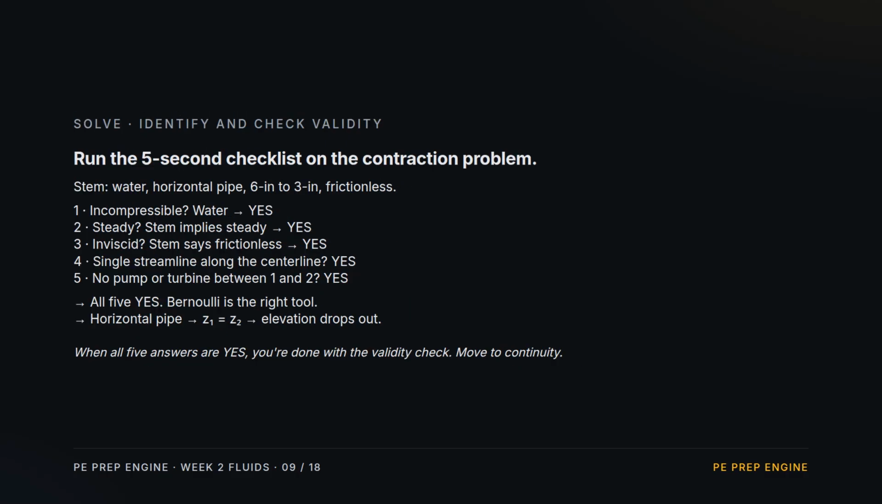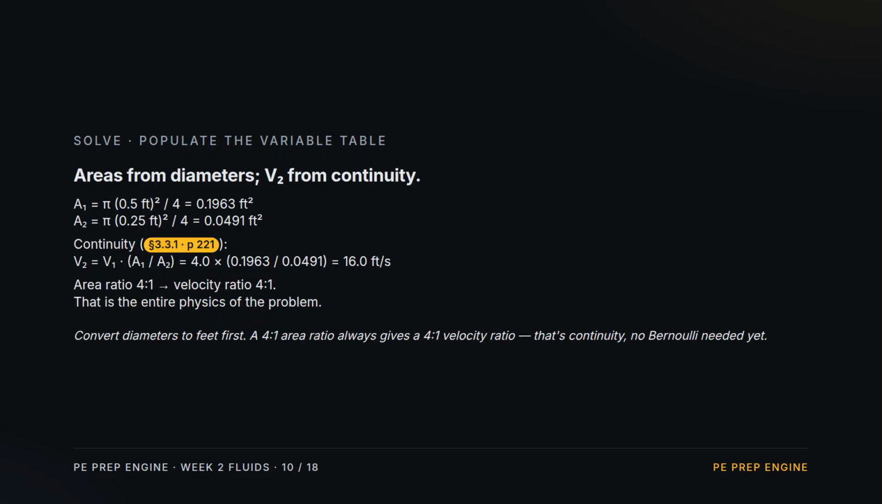Solve Step 1. Run the checklist. Incompressible, yes. Steady, yes. Frictionless, yes. Single streamline, yes. No pump or turbine, yes. All 5 yes. Bernoulli is the right tool, and the pipe is horizontal, so the elevation terms drop out. Step 2. Populate the table. Convert diameters to feet and compute the areas. Then, continuity. V2 equals V1 times the area ratio, 4:1, giving 16. Smaller area, higher velocity, every time.